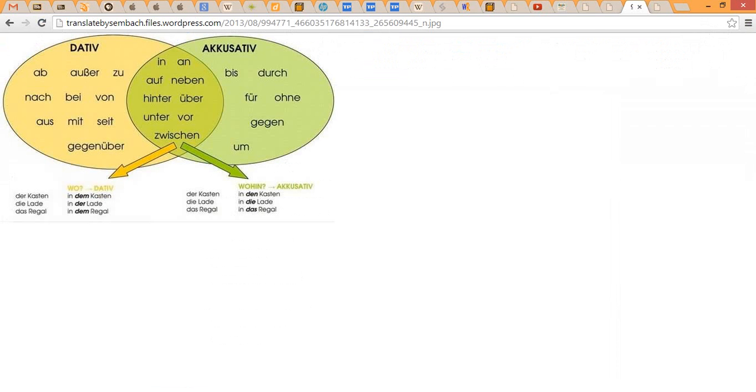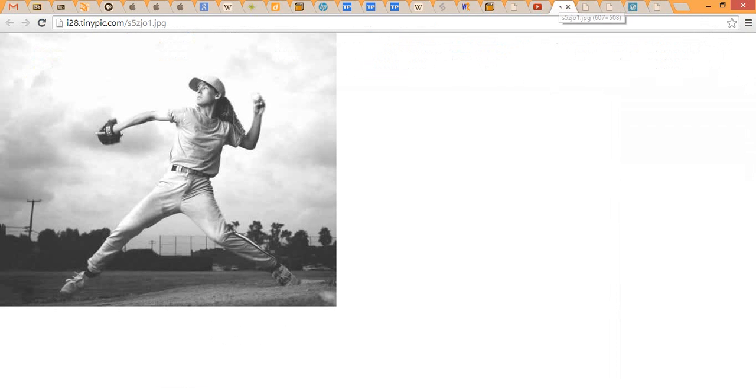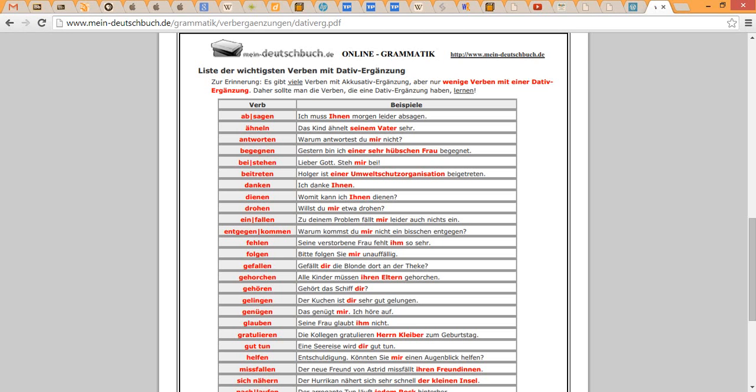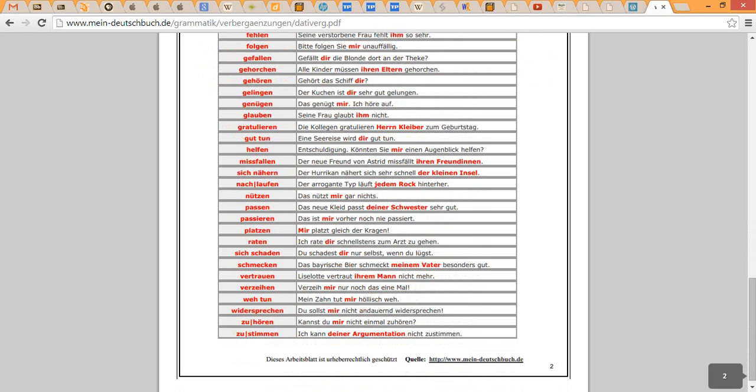I guess I just learned this today. German actually has verbs that just take the dative case after them. I guess the plurality of verbs in the German language are ones that take on the accusative form. But there is a list here where these verbs are unable to take an accusative object. They just take a dative object.